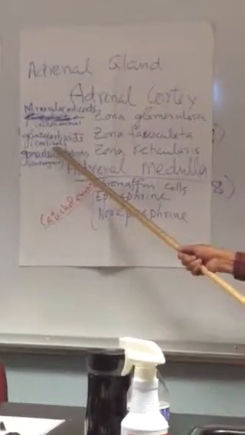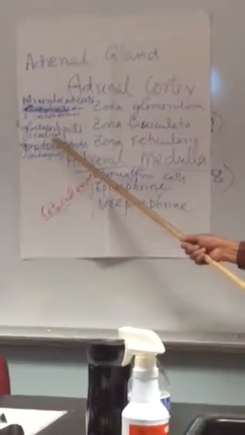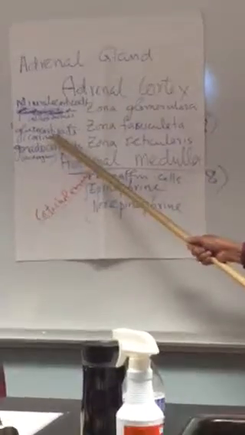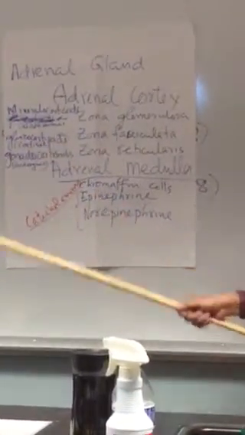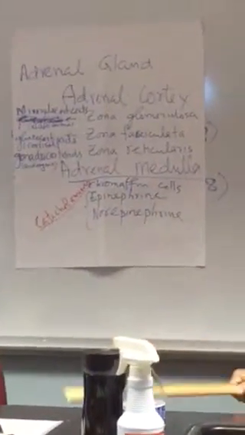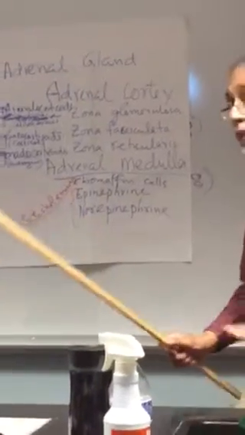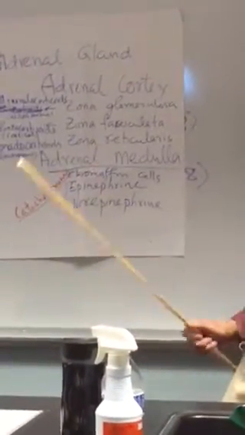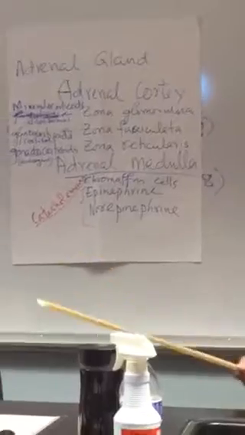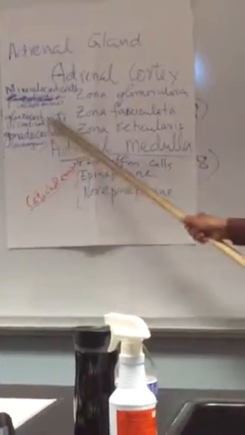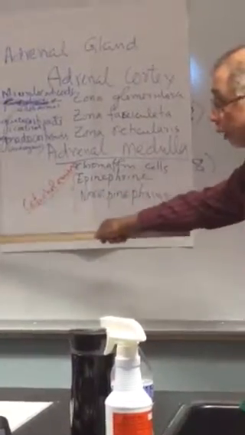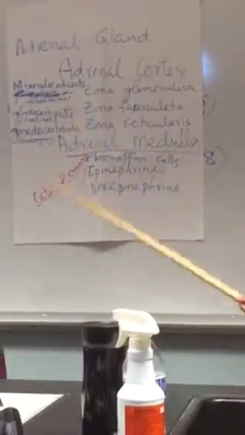This is absolutely essential for our survival. If we did not have cortisol, glucocorticoids, we wouldn't survive a second. When we face any stressful situation, then these hormones are secreted. Of course, epinephrine is also secreted.